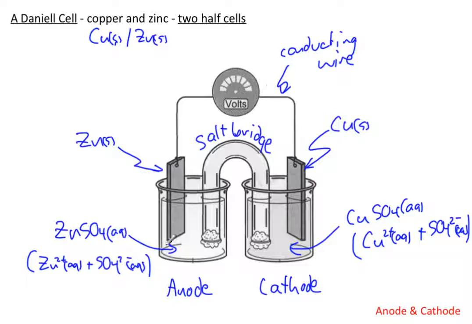Okay, so initially there's our setup for our Daniell cell. The anode is a zinc/zinc 2 plus half cell. The cathode is a copper 2 plus/copper half cell. We have a conducting wire that allows for electron transfer between the two metal electrodes, and we have a salt bridge that also has to be present in this electrochemical cell for the cell to work.